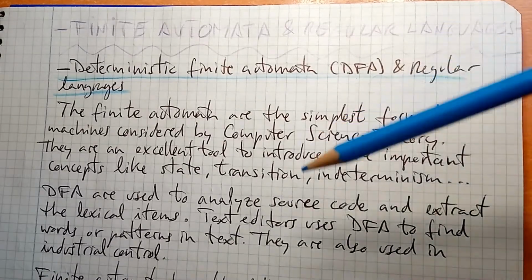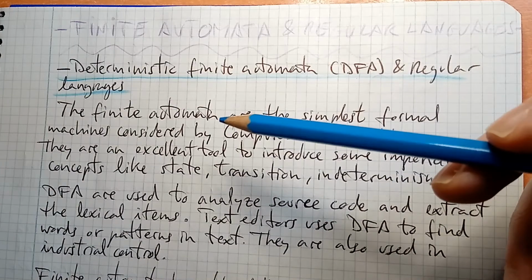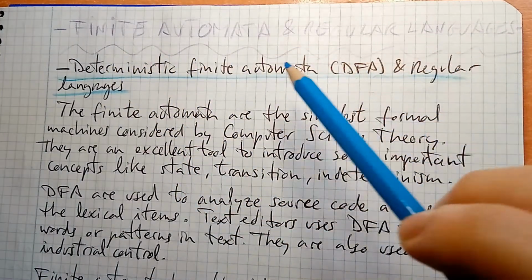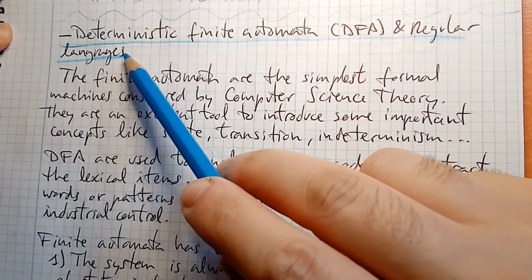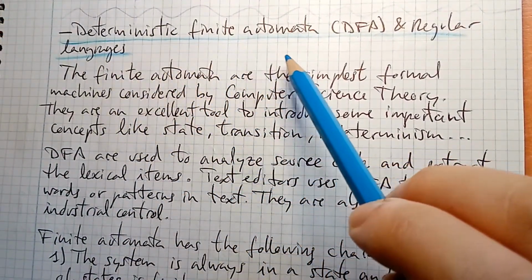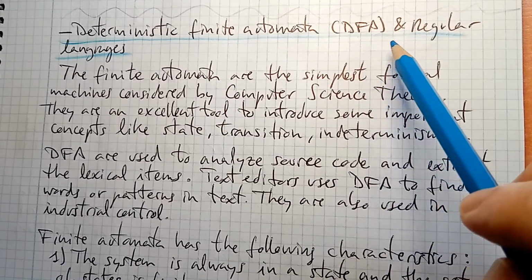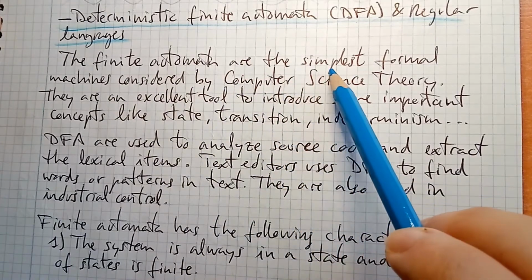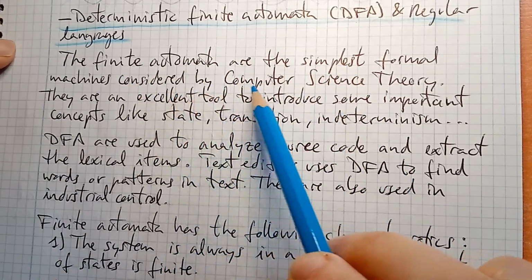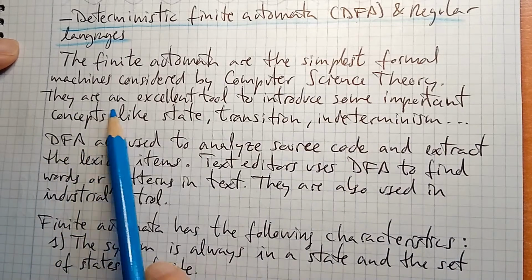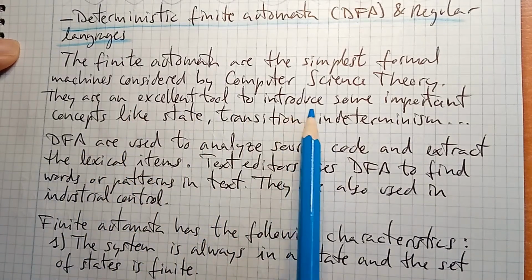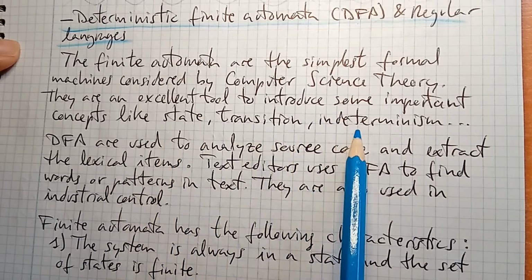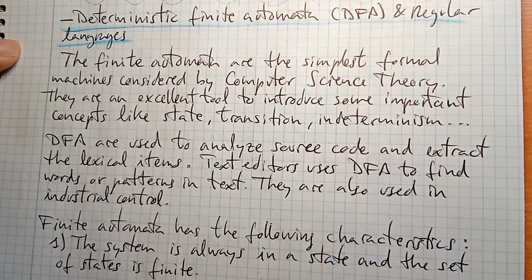Hello everybody, today we will discuss a new topic, finite automata and regular languages. Specifically, deterministic finite automata, called DFA, and regular languages. The finite automata are the simplest formal machines considered by computer science theory. They are an excellent tool to introduce some important concepts like state, transition, and indeterminism, among others.